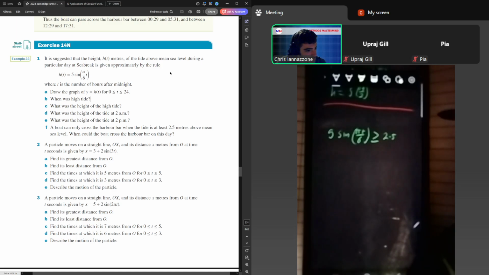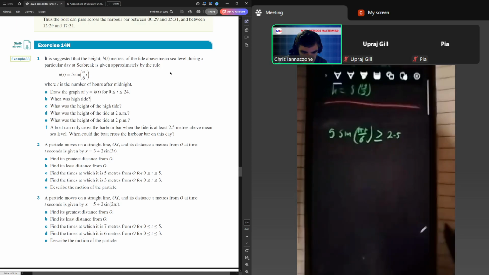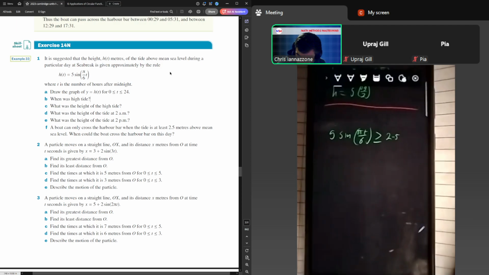Yes, that'd be exactly what you do, because you want the tide to be at least 2.5 meters. So if this thing is the tide, then it should be greater than or equal to 2.5. Yeah, precisely. Question now becomes, how do we solve this? It's not too much different. There's a little bit of something we have to consider.